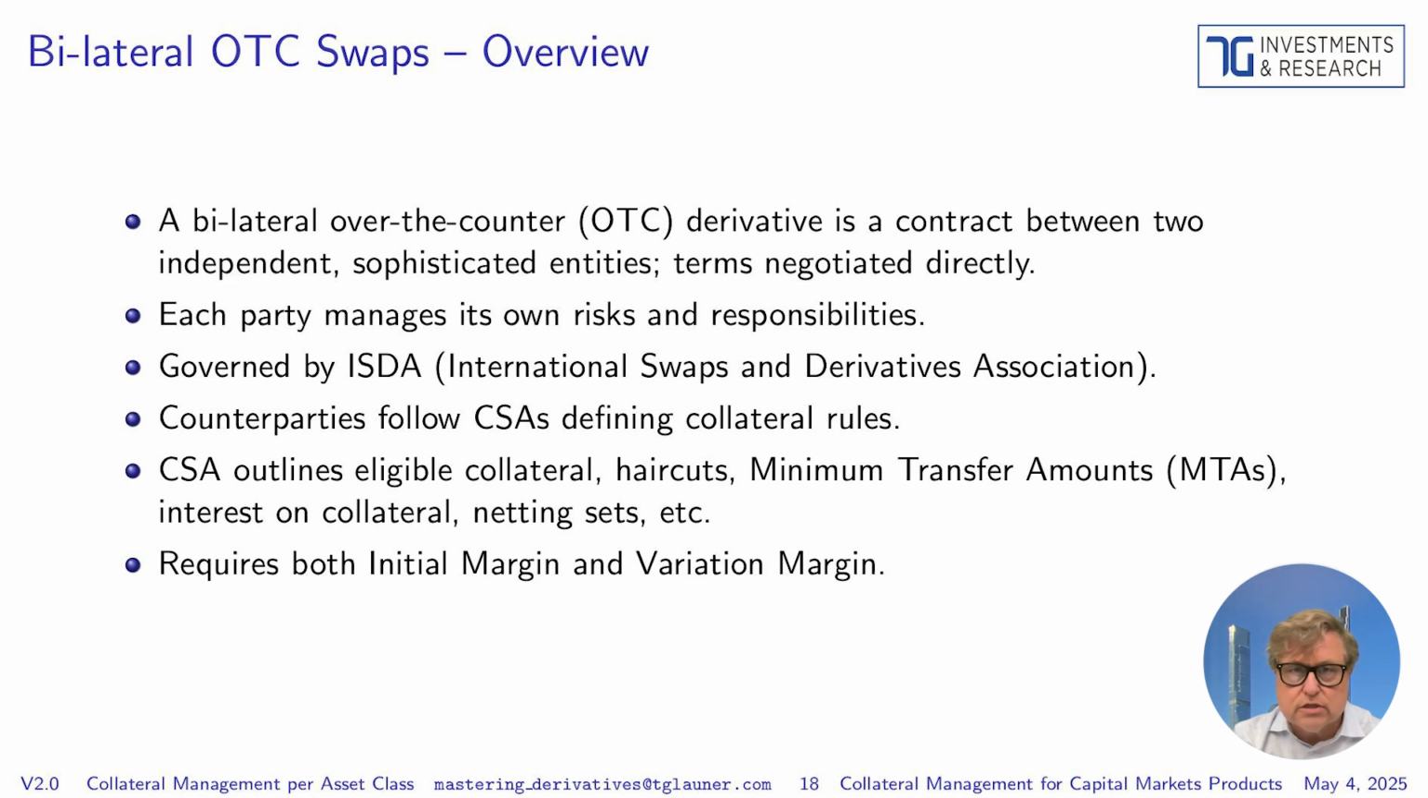These trade agreements are governed by the International Swaps and Derivatives Association, or ISDA. The two counterparties involved operate under credit support annexes, or CSAs. CSAs define collateral rules, including the eligible collateral types, haircuts on collateral values, minimum transfer amounts, interest on posted collateral, netting sets, among other terms. Importantly, these contracts require both initial margin and variation margin to manage the credit exposure.